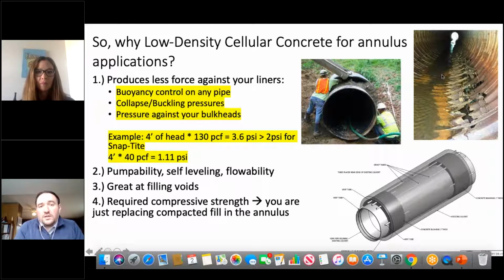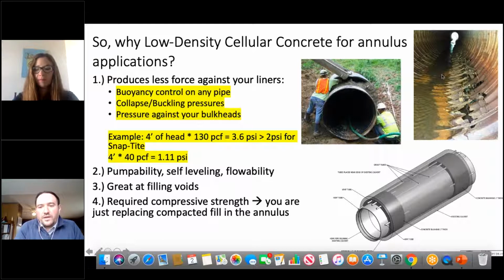Is it going to be flow fill? Is it going to be cellular concrete? Because again, as we talked earlier, low density cellular concrete, you can pump hundreds of feet. So in my opinion, you don't need as many ports as staggered lengths as you might need with a flow fill or something of that nature. So it's a good question.